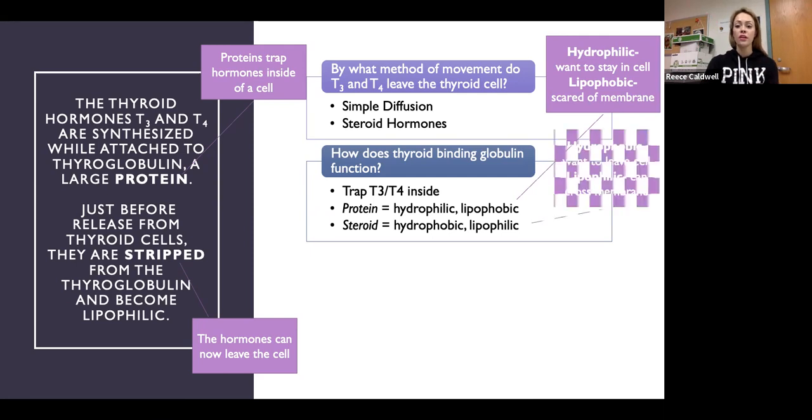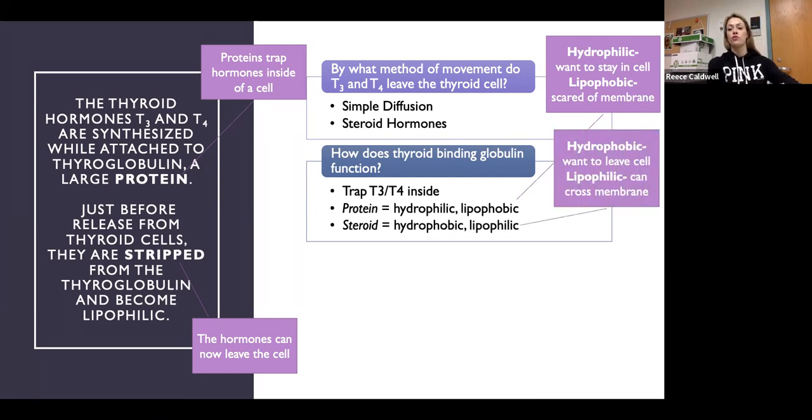Compared to our steroid hormones, they are hydrophobic and lipophilic, so they want to leave the cell. They do not like the inside of the cell, and they want to get out. And they're lipophilic, so they can cross that membrane. They're not scared of the fatty acid backbone, and therefore they can cross that membrane through simple diffusion. You'll go over that a little more in depth in lecture, but I just wanted to reinstate that to y'all.